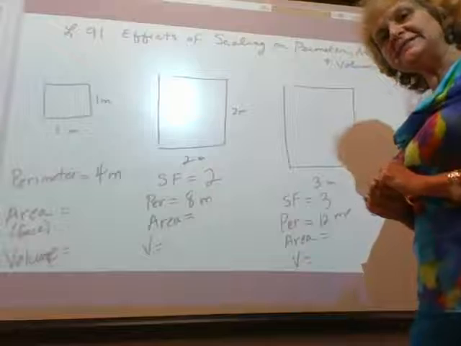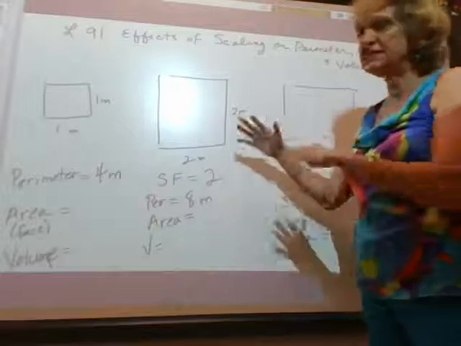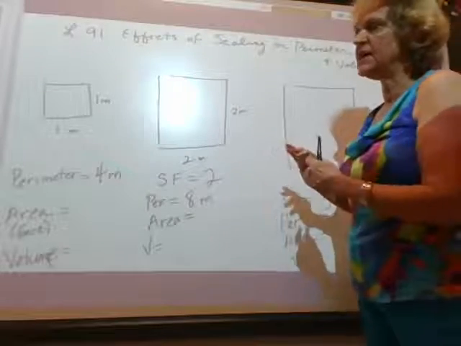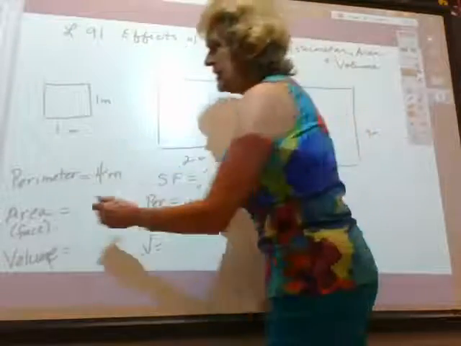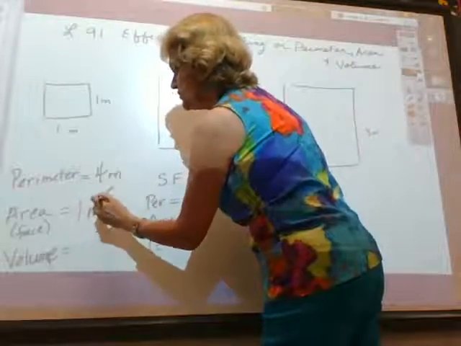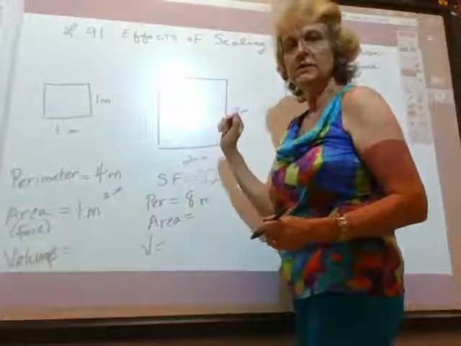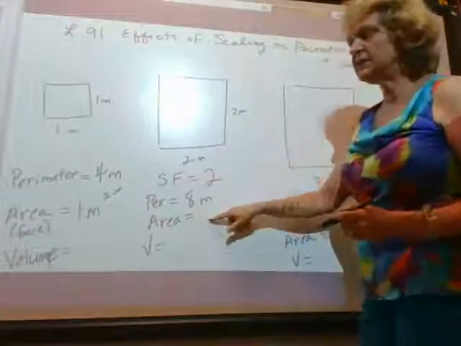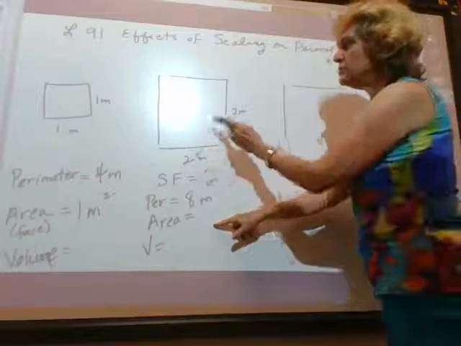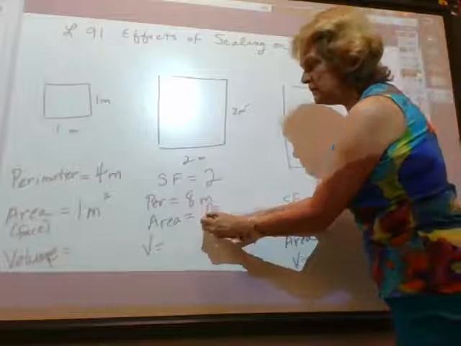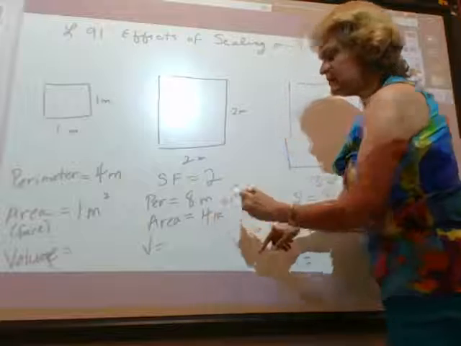Now let's see what happens to the area. Now still we're going to consider these as just like the faces, right? So what is the area of this face? It is 1 meter squared, right? 1 meter times 1 meter. So is this one going to be doubled? Is it going to be 2 meters squared? Oh, 2 times 2 is 4 meters squared.